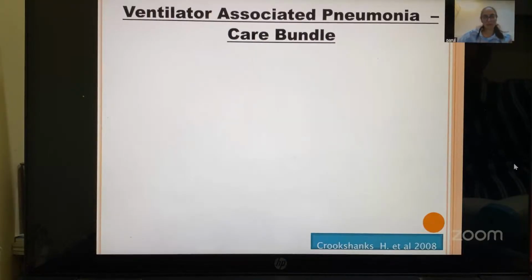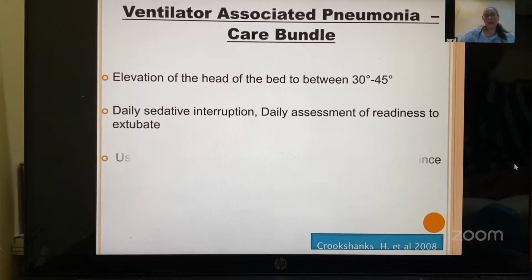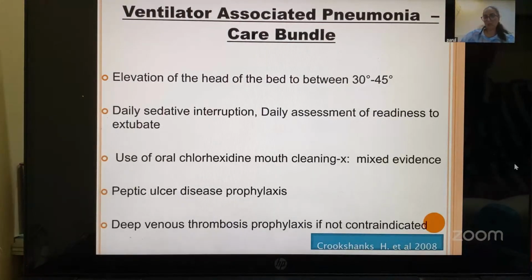Most of this is a part of a different topic, but very quickly just going over the other bundles. VAP, which is the ventilator associated care bundle. There are different parts of this bundle which we need to take care of. So if our patient is on a ventilator, we need to elevate the head end by 30 to 45 degrees. We should give a sedation break daily and assess every day if we can extubate the patient.